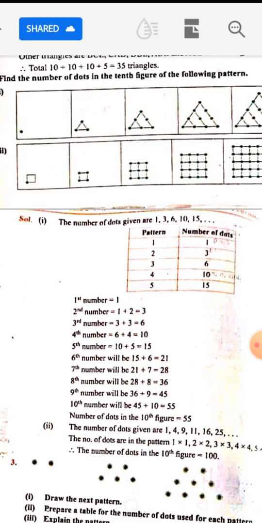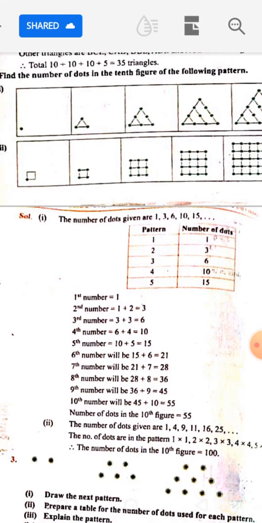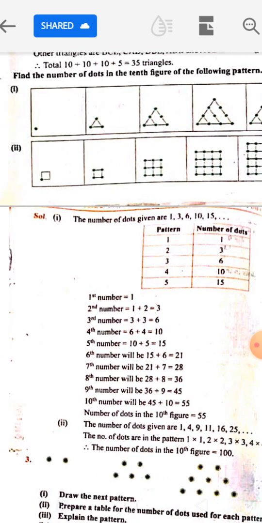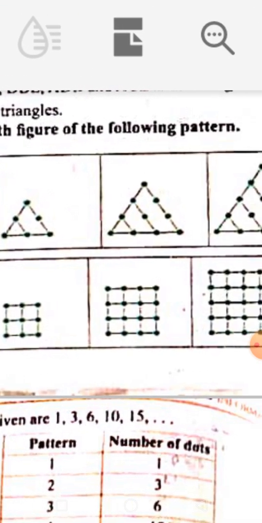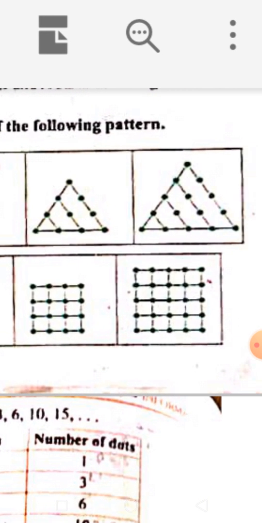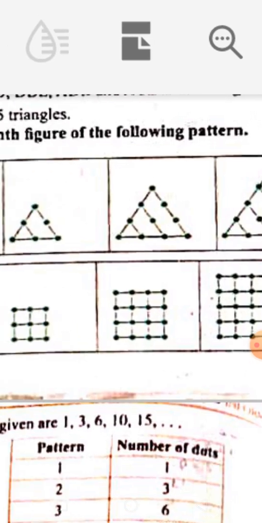So find the number of dots in the 10th figure of the following pattern. So we have to follow this pattern and find out the figure for the 10th figure. Okay, look at the first table. First is simply one dot, and then 3 dots, and then 6 dots, and then 10, and then 15.